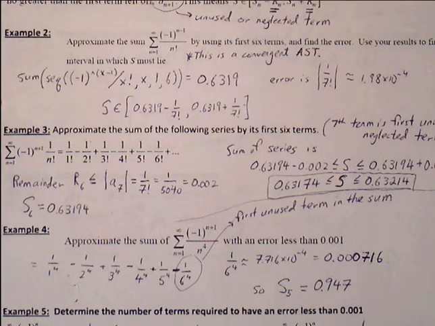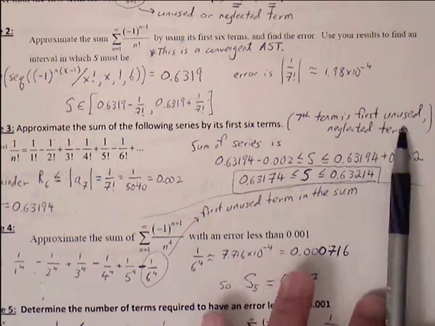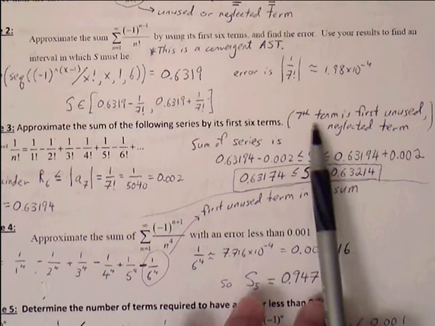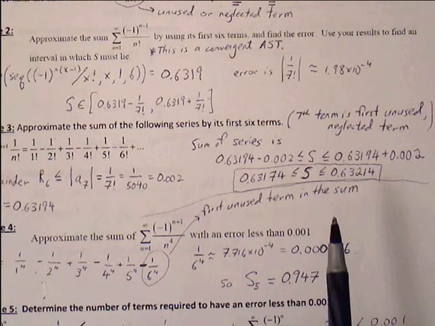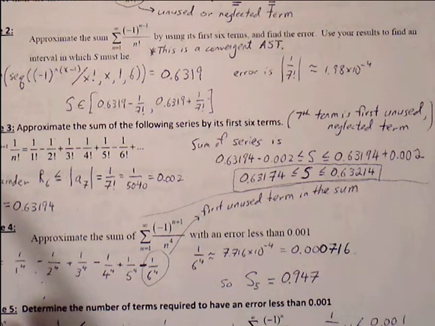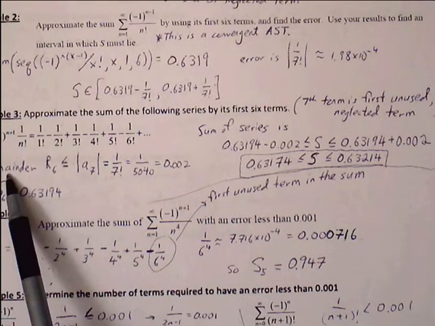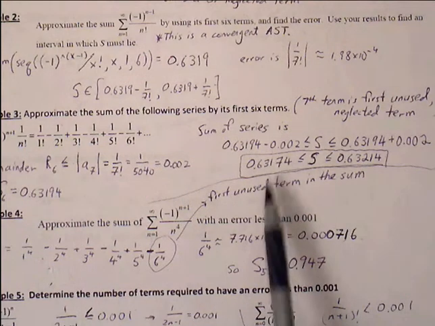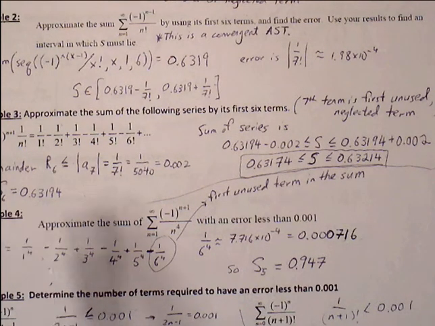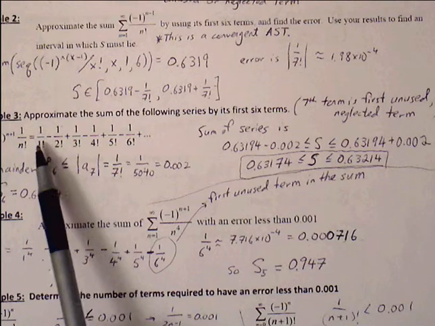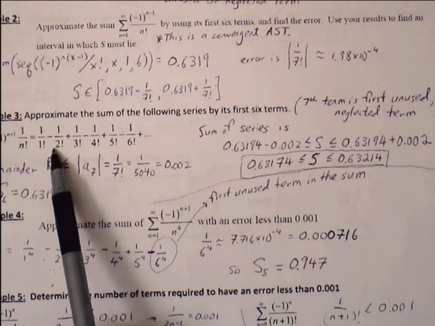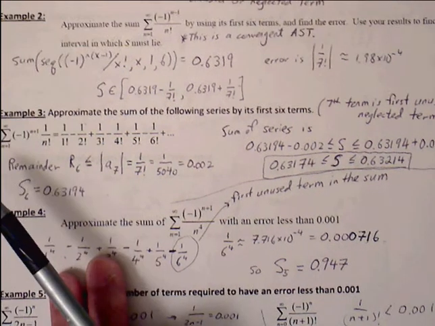Approximate the sum of the following series by its first 6 terms. If that's the case, then we know that the seventh term will have to be the first unused, neglected term. Therefore, the seventh term will produce the remainder or the error bound. So we know the sum of the series must be s sub 6, and this is similar to what we saw before here.